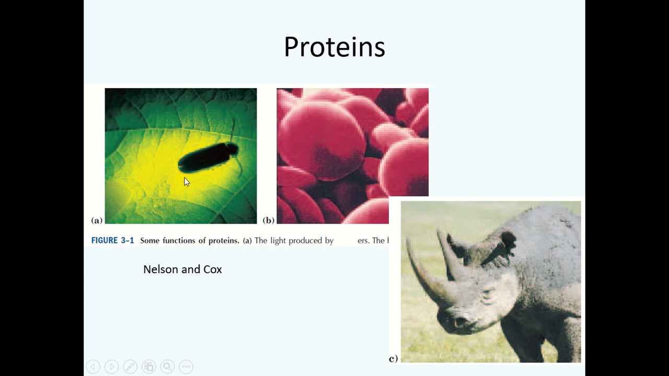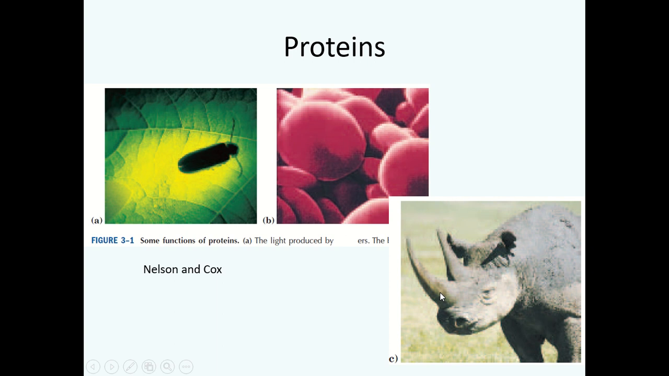Here in this diagram, you can see a few of the proteins. For example, this is a firefly. The firefly produces light. That is because of an enzyme called luciferase. Enzymes are also protein in nature. Here you see a picture of red blood cells. The red blood cells contain this protein called hemoglobin. Hemoglobin is important for the transport of gases. It is not only needed for the transport of oxygen, but also for the transport of carbon dioxide.